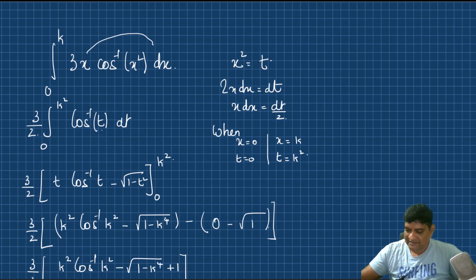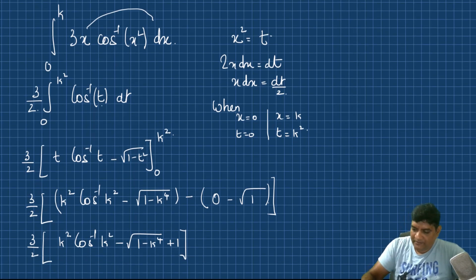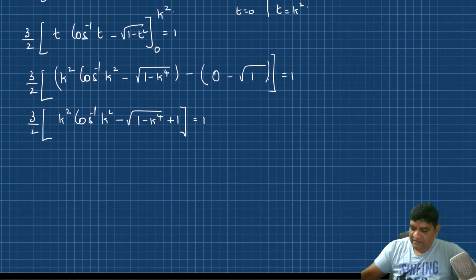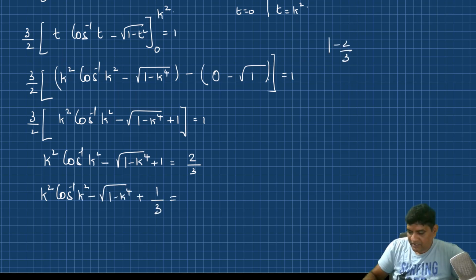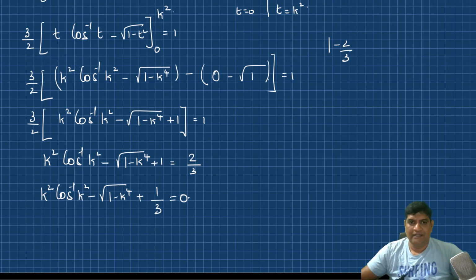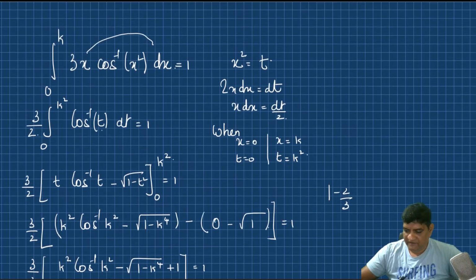And as I said, this entire integral is going to be equal to 1. So I'm going to start equating that to a 1. And when I transpose it, equal to 0. And that proves the first part.